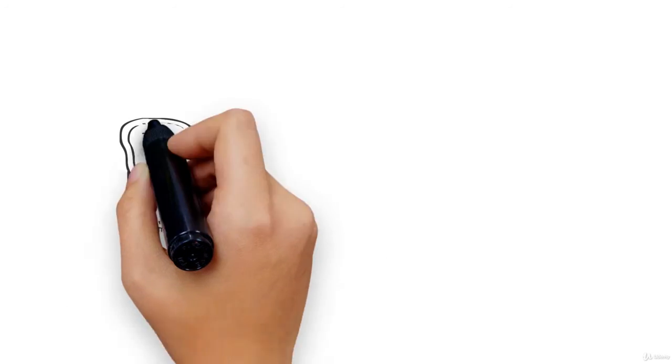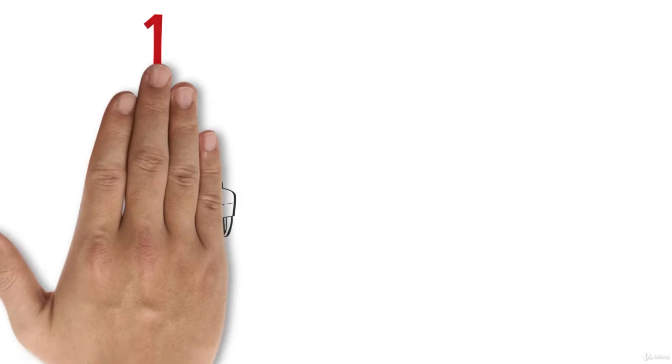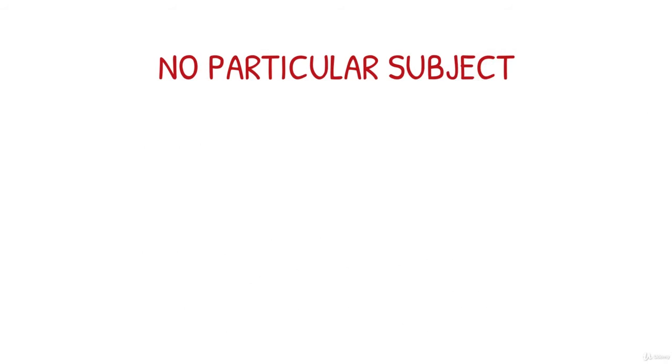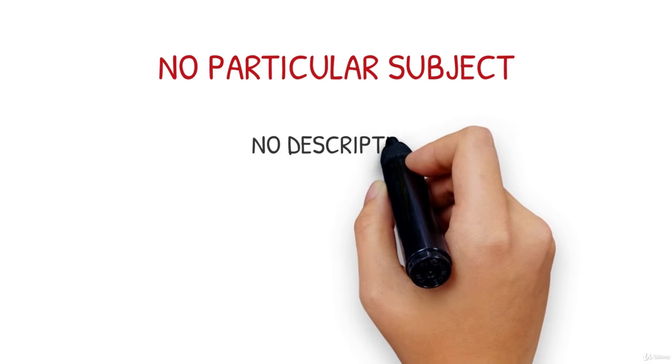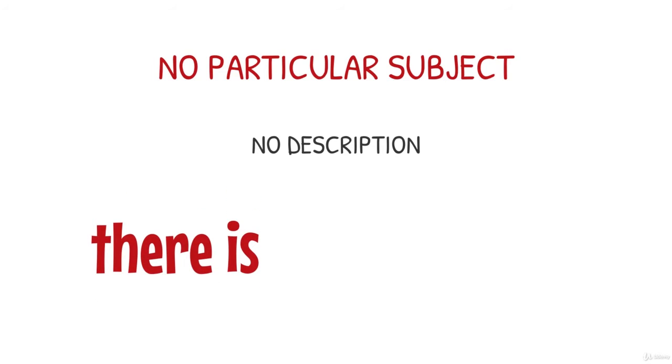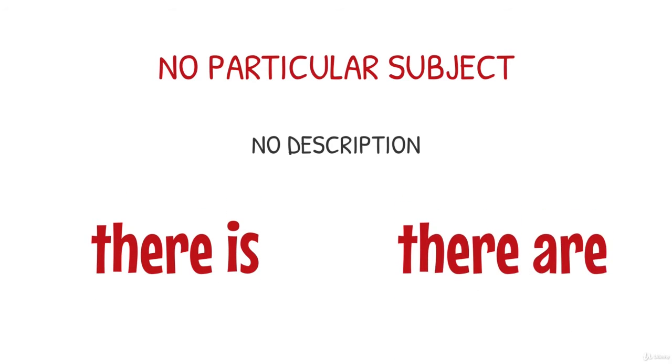So, to summarize, when we have a particular subject that we describe, we put this subject first. When we don't talk about a particular subject, but only say that some or several unspecific subjects exist, without giving any kind of description, we use there is and there are.